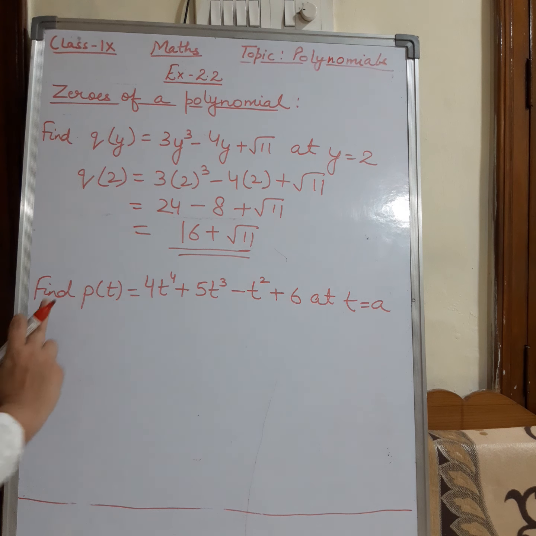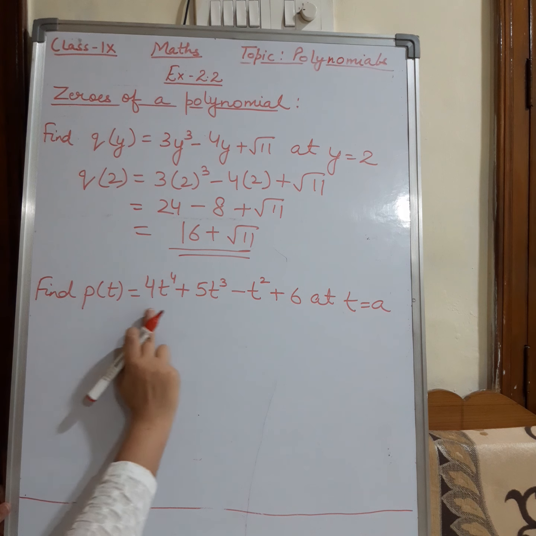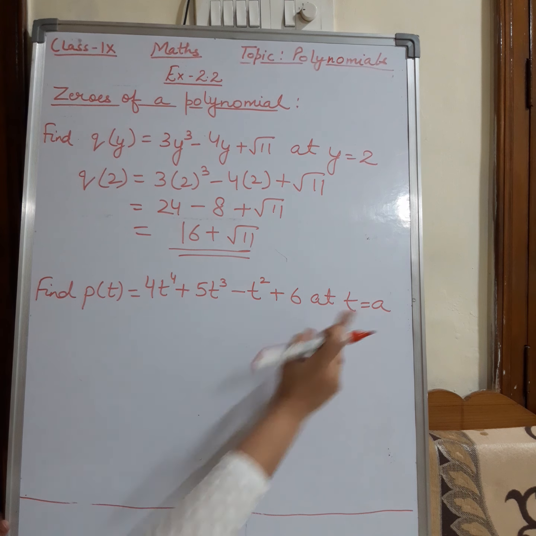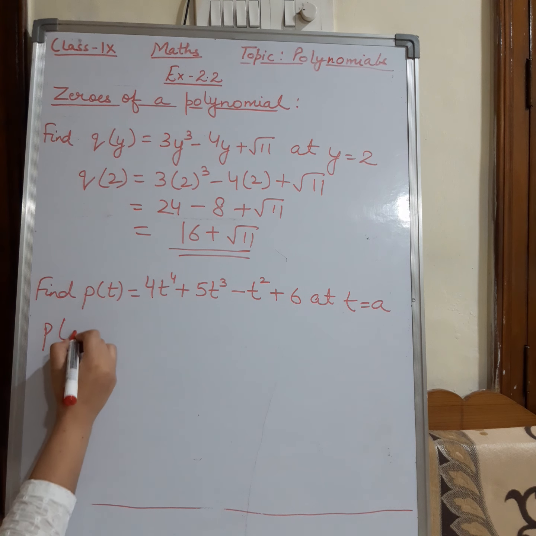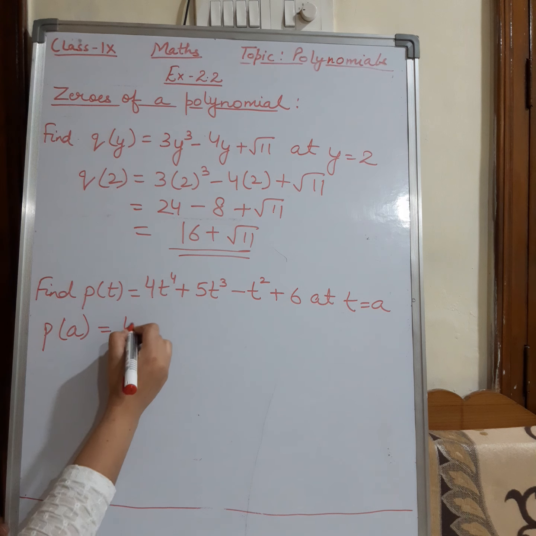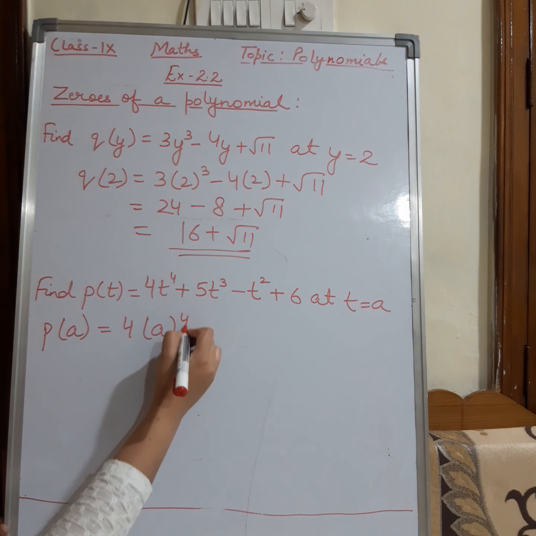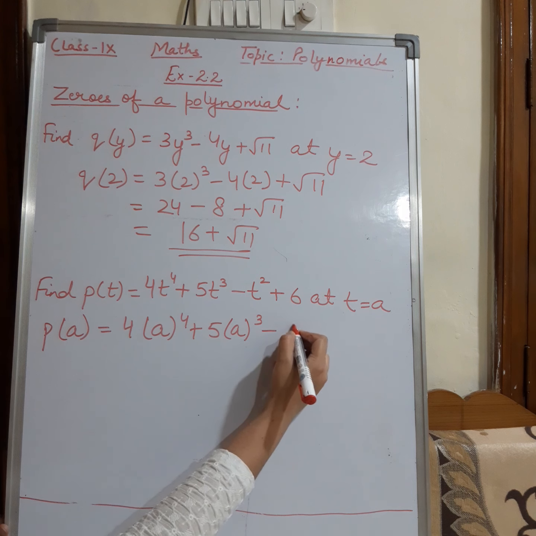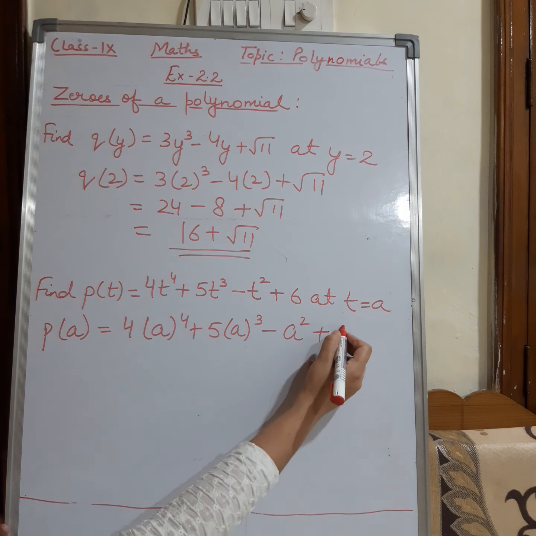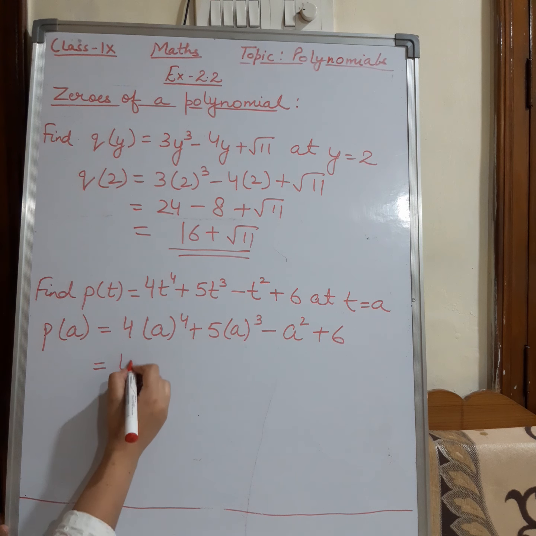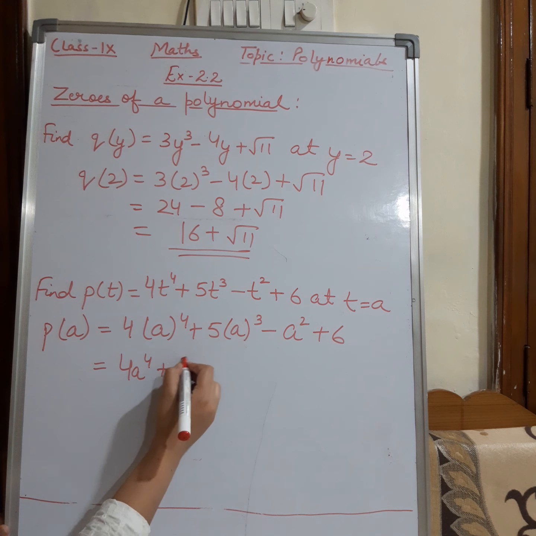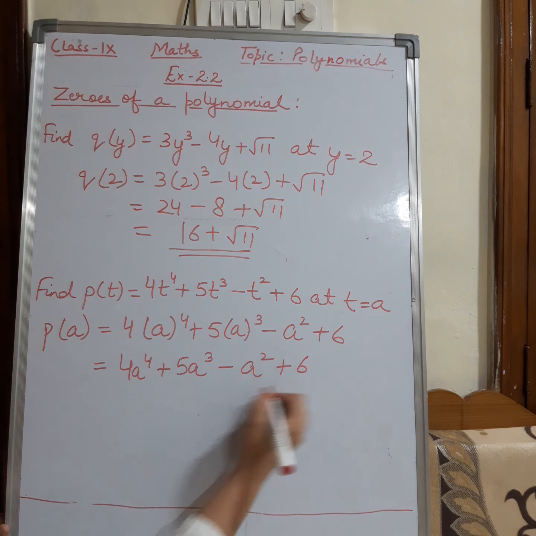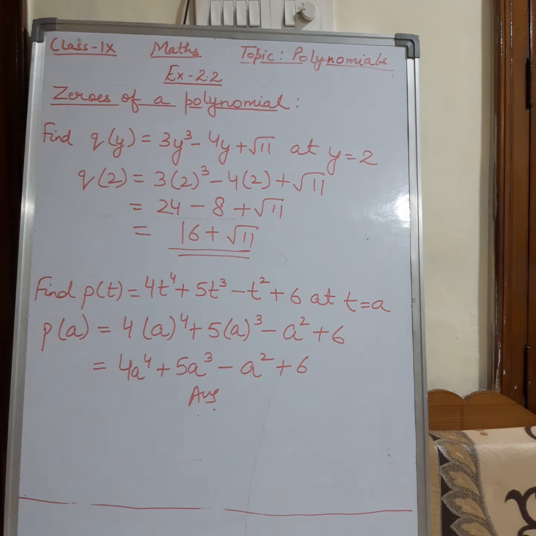Same way, next I have find the value of p(t). p(t) is given, that means it is a polynomial in t at t is equal to a. That means we have to find out p of a. So 4 into a raised to power 4 plus 5 into a raised to power 3 minus a raised to power 2 plus 6. So my answer will be 4a raised to power 4 plus 5a cube minus a square plus 6. So this is our answer.